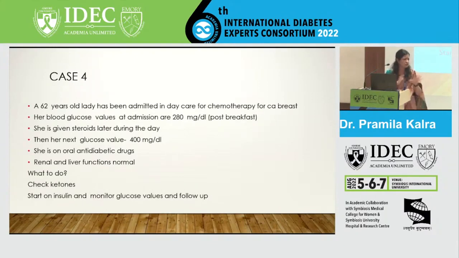Sometimes they are not very receptive to take basal bolus. They are already troubled with the chemo and all. They are depressed. We try to manage sometimes with premix, but sometimes they are vomiting and all. So premix may be a little bit difficult option. Initially start with basal bolus.